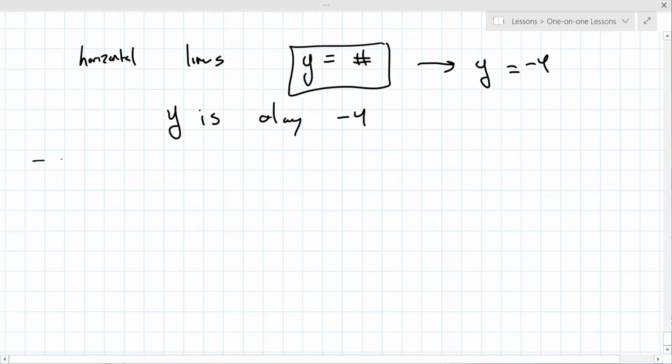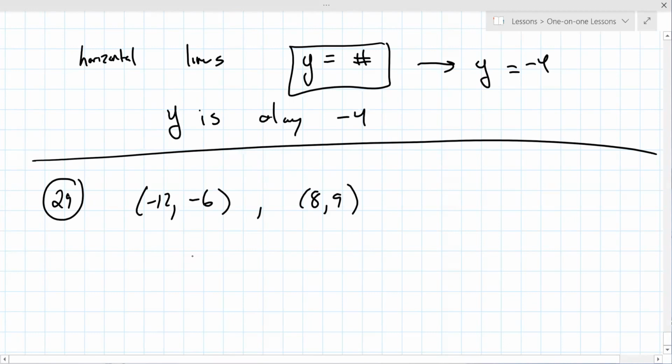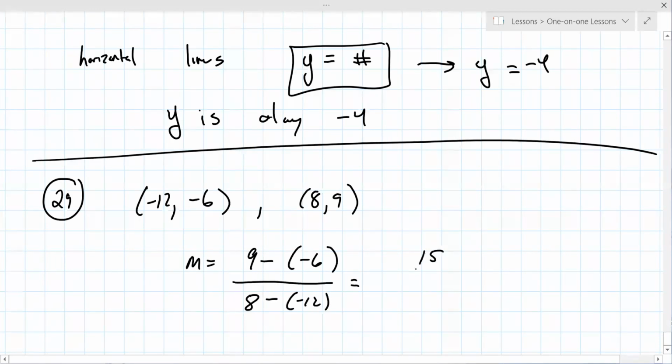All right, let's look at 29. I already talked about 27. It's a vertical line. So 29, got to find the slope here. All right, so the slope is 9 minus a -6 over 8 minus a -12. So that becomes 15 over 20, and that reduces to 3/4.